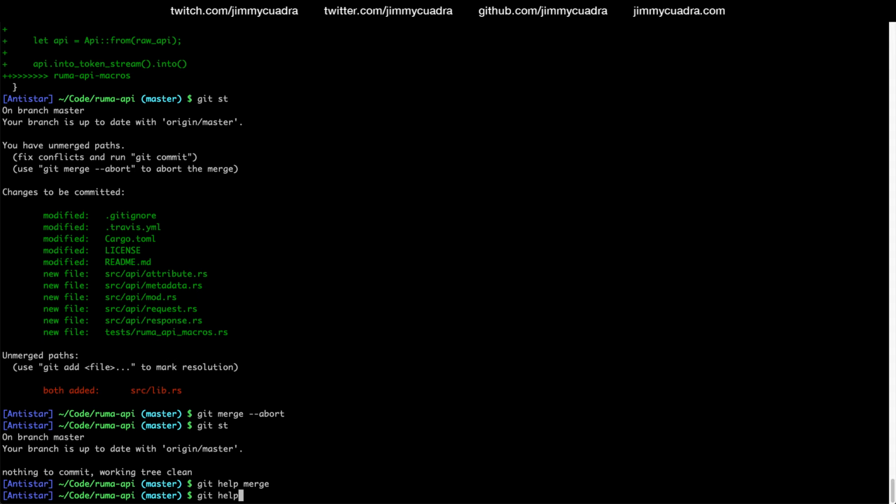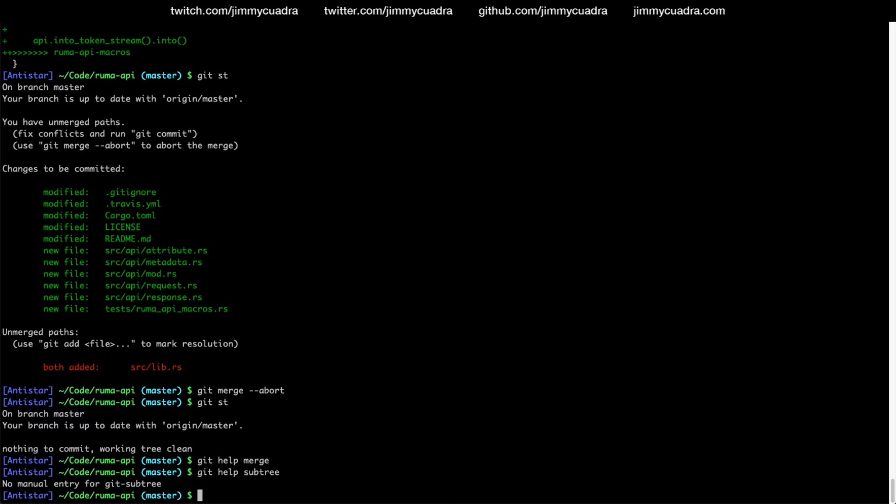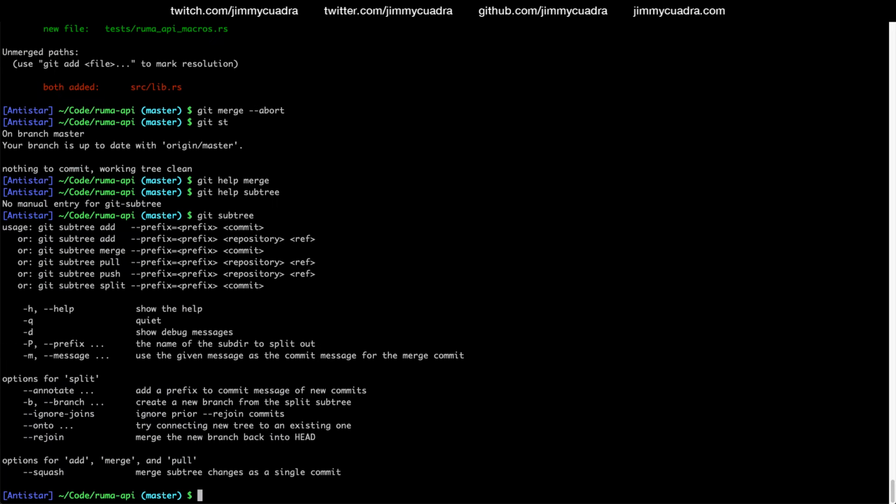Is there... so git help subtree? There does not seem to be a git subtree command. Oh no, there is. It just doesn't have a manual page? Oh yeah, there you go. So maybe this is more what I want. Why does this not have a man page? That's odd. I wonder if it's a relatively new edition.